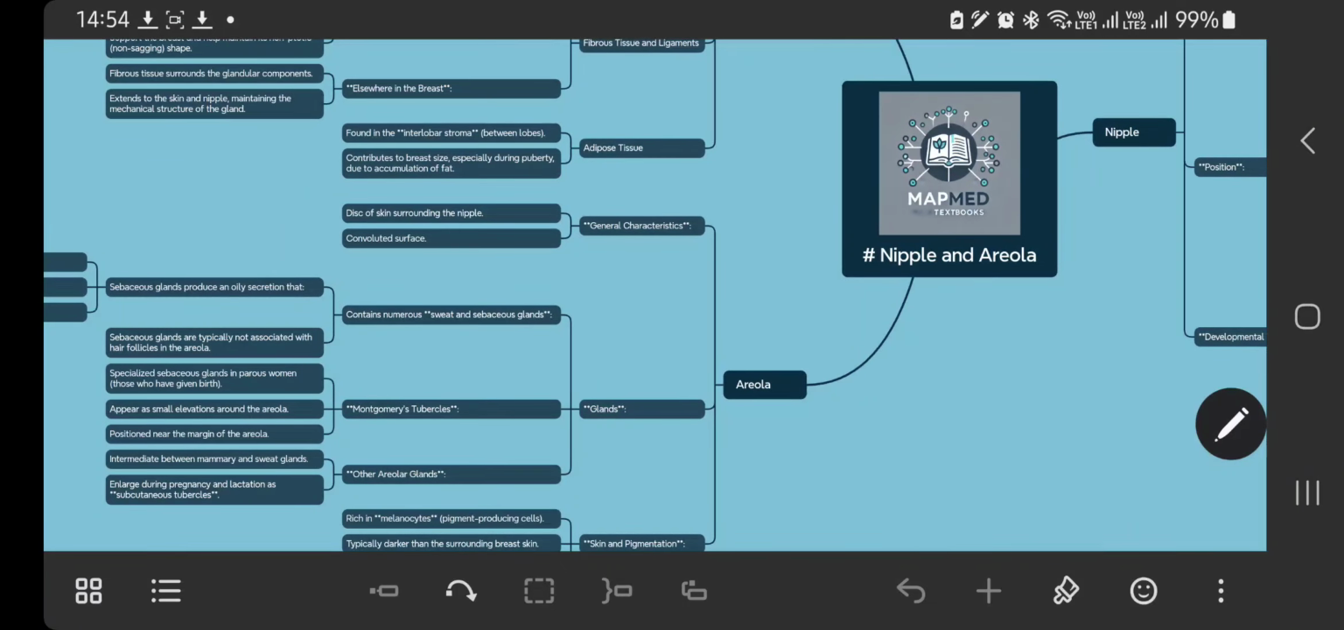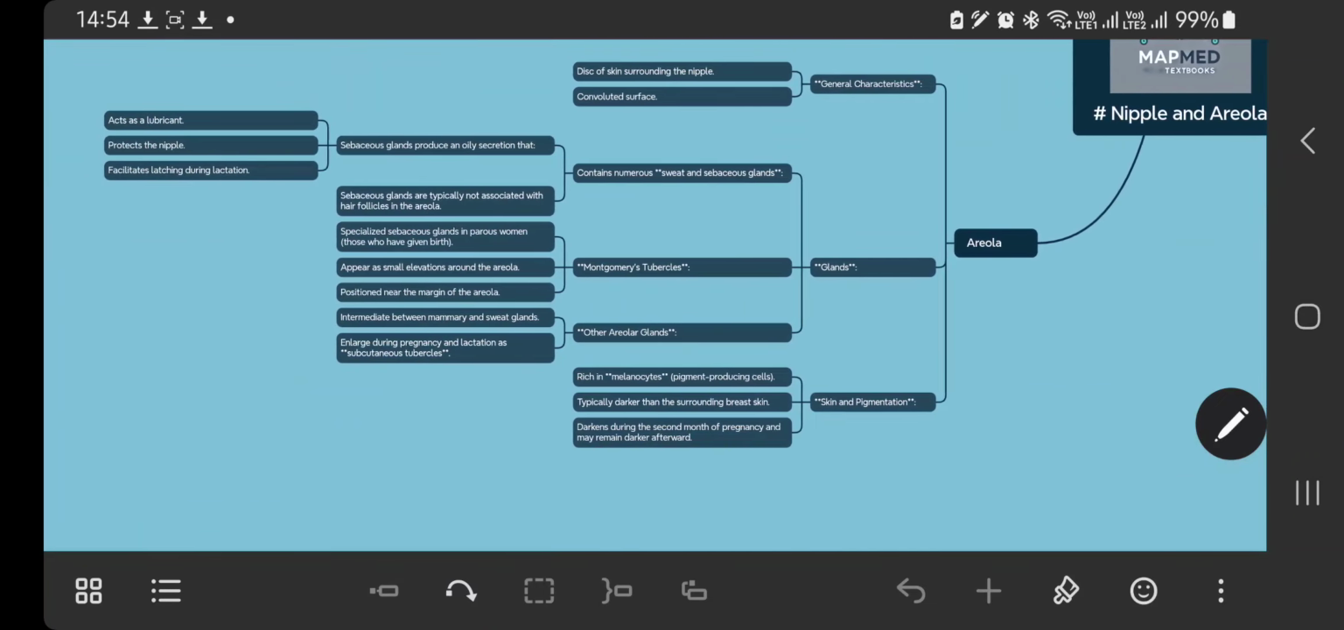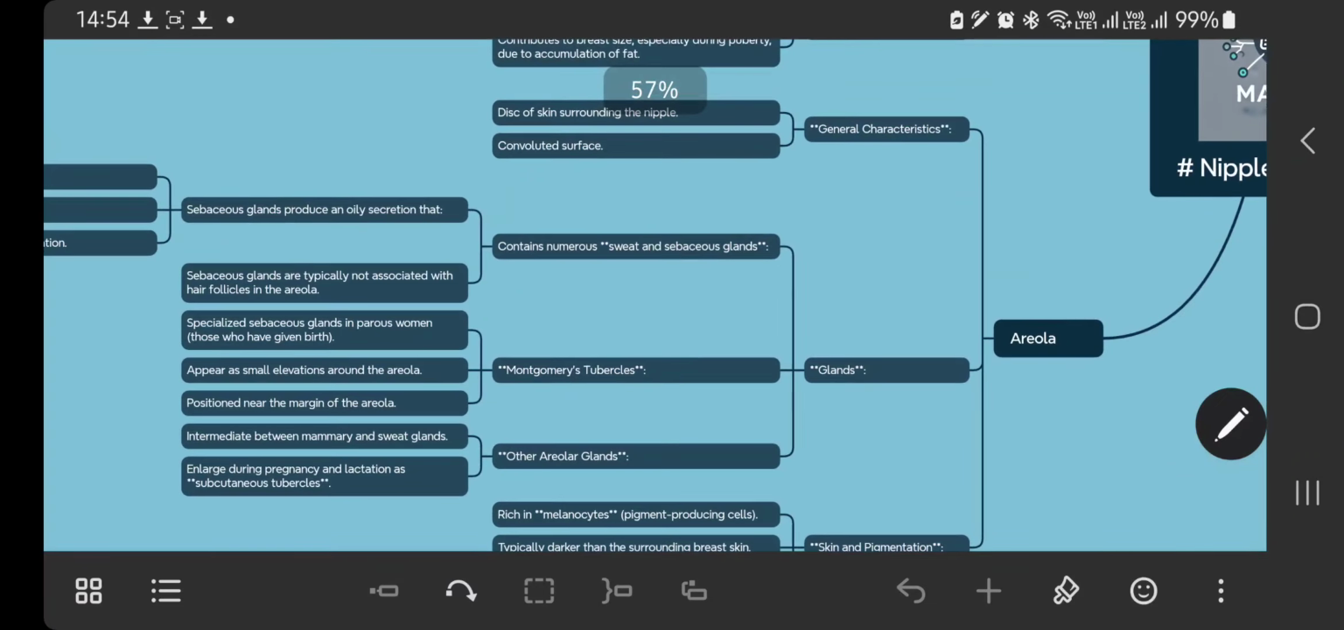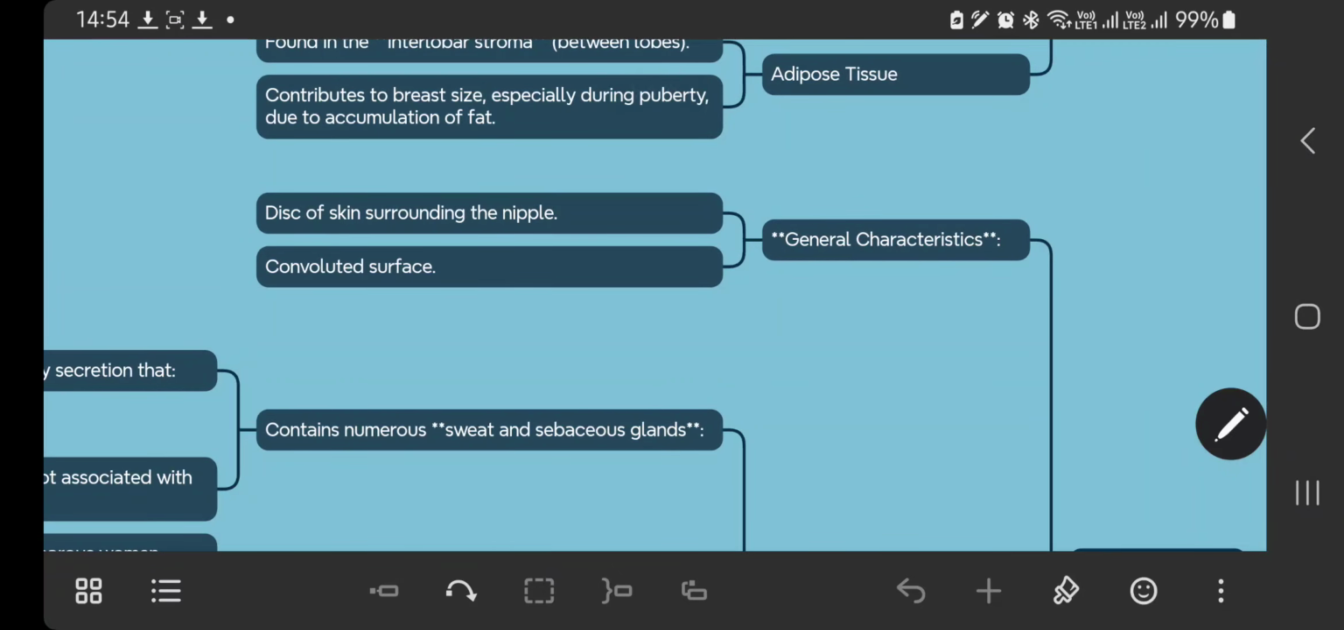Now, we have discussed the nipple: the location and appearance of it, the position of it, the developmental variations of it. Now, the areola. So what are the general characteristics of it? It is the disc of skin surrounding the nipple.